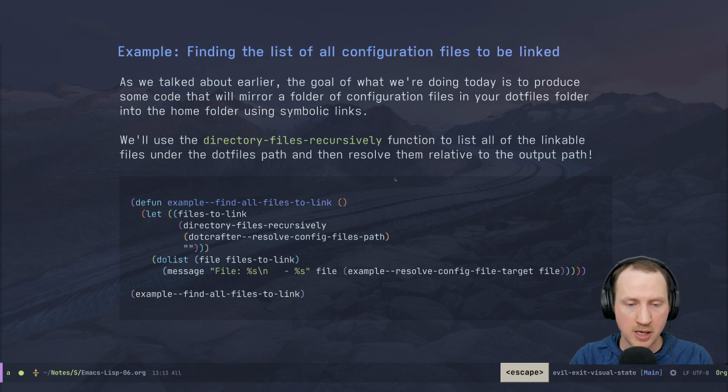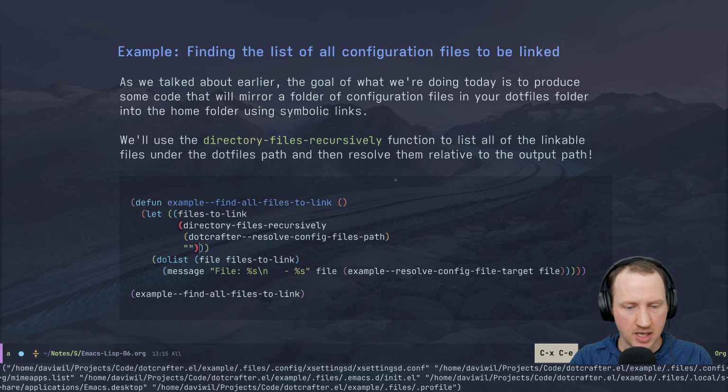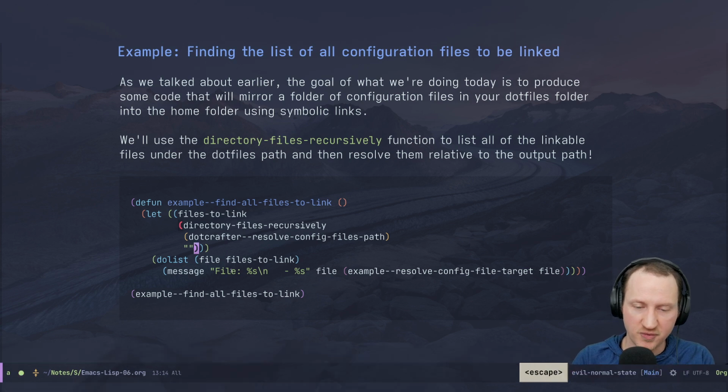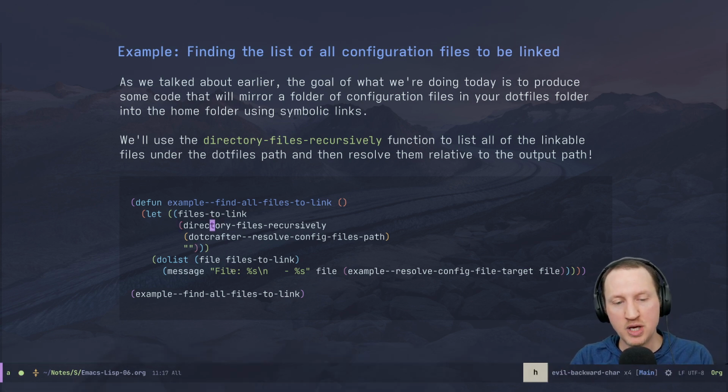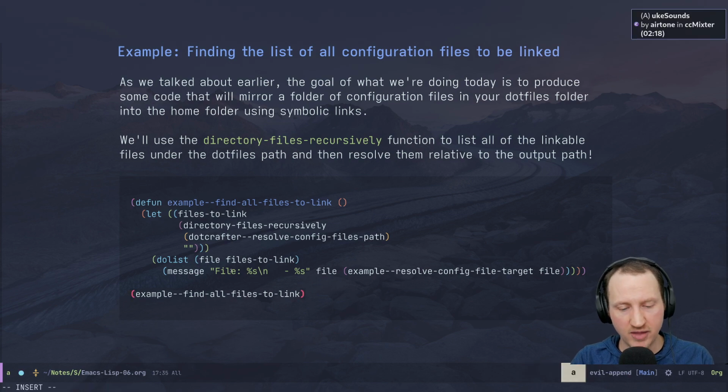because we want all files to come back. If we were to actually run this ourselves right now, I can run this inline, Control-X, Control-E, and we'll see that inside of that example folder, there's a few files here that can be copied. That was a good enough example as it is, but we're going to run this function anyway. We've used a let expression to bind the value of this to a name called files-to-link, and then we use dolist to write all those out.